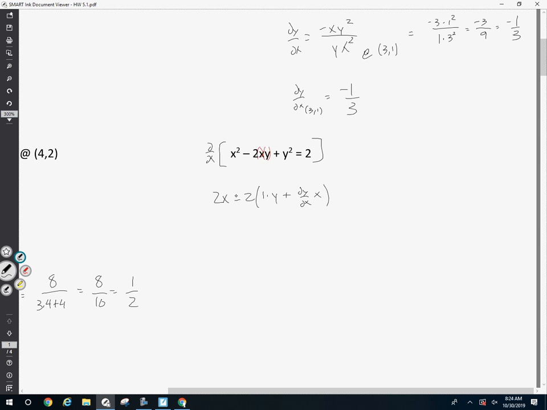Make sure we distribute the negative 2. You could bake it in, so it's negative 2x times y. I go back and forth each year which way I prefer. But as long as we get 2x plus negative 2y plus negative 2y dy/dx plus 2y dy/dx, then we're fine. That's not right. This is just 2x.